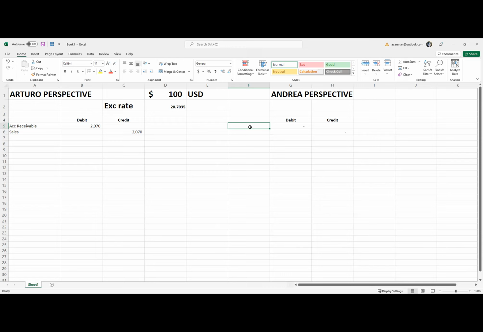Inventory and bank accounts? No, not bank account because you haven't paid. Inventory, yes. I don't know if it's an expense, but the most common thing is accounts payable. Yes, accounts payable. It's a debt to Arturo of how much? Tell me the amount.